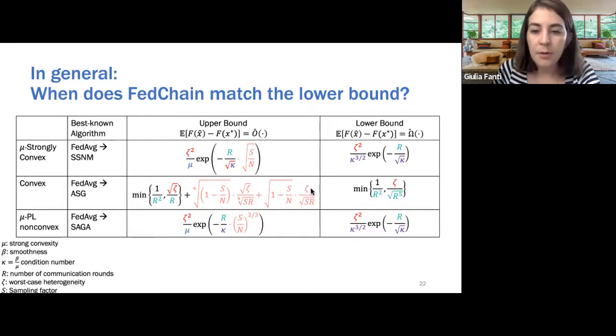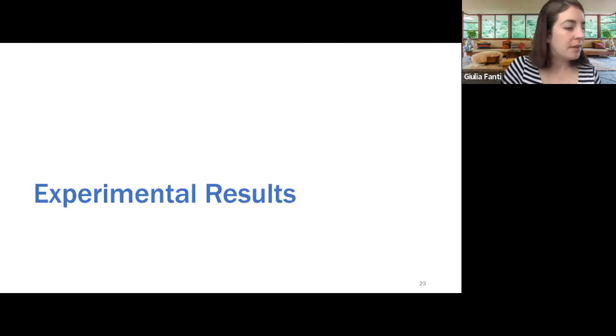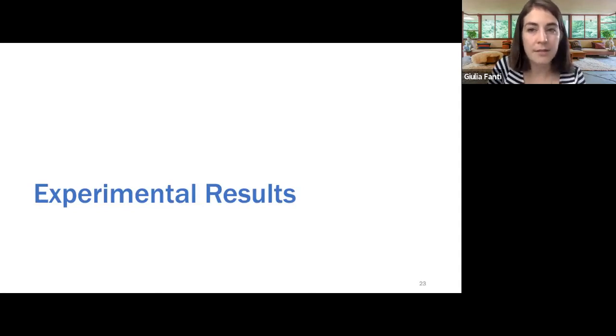And here in this table, just as a note, we've set smoothness beta equal to the initial suboptimality gap, which equals 1, just to reduce the amount of notation. Okay, so that wraps up the theoretical results that I wanted to talk about for now. And I wanted to show you also some experimental results. How does FedChain actually work in practice?